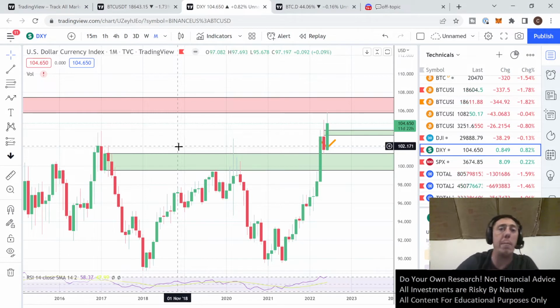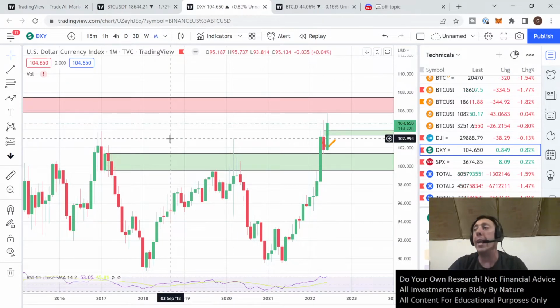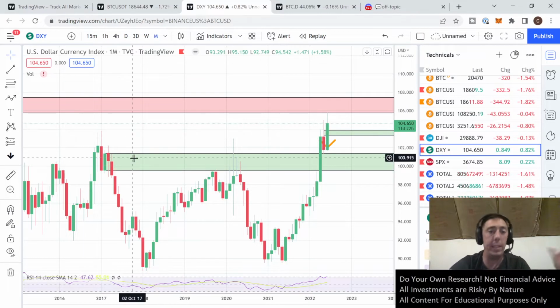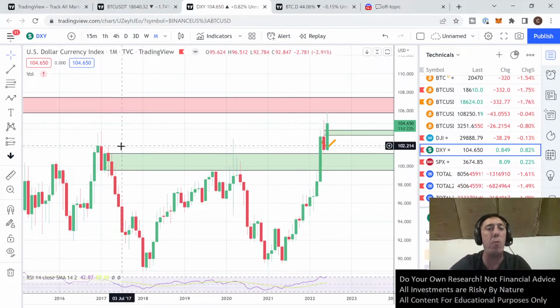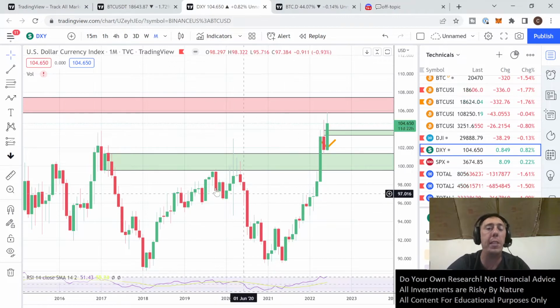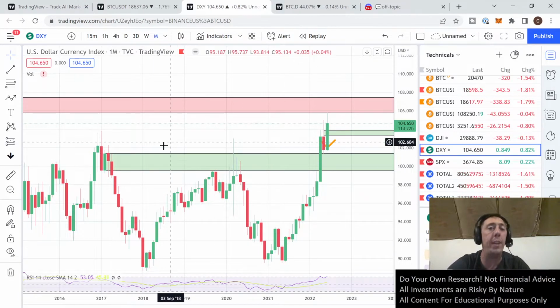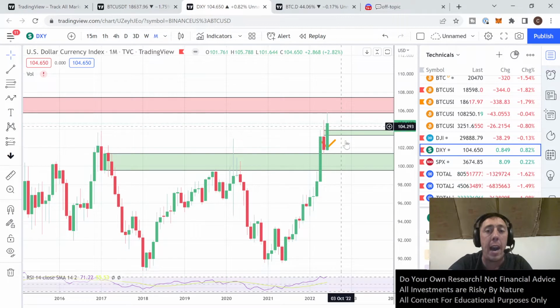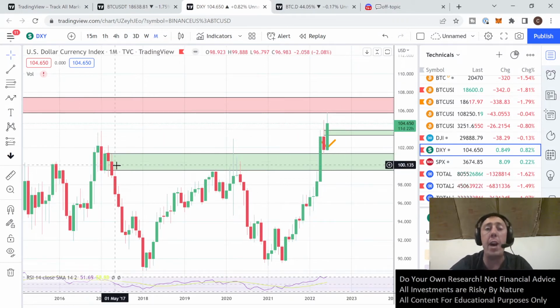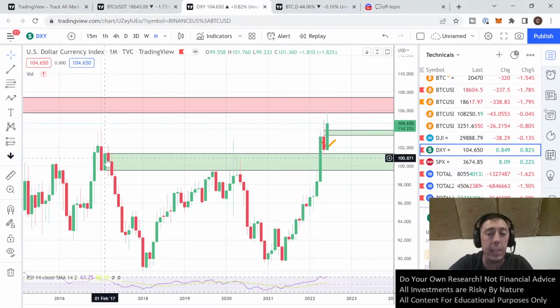In one of my posts, I talked about it being the elephant in the room with a flamethrower and razor sharp claws. This is a massive, important level that if we're going to have any sort of sustained bull run for crypto and not just a relief bounce, we have got to get back below here. And this is not just for crypto, this is for traditional markets as well. This is such an important level.